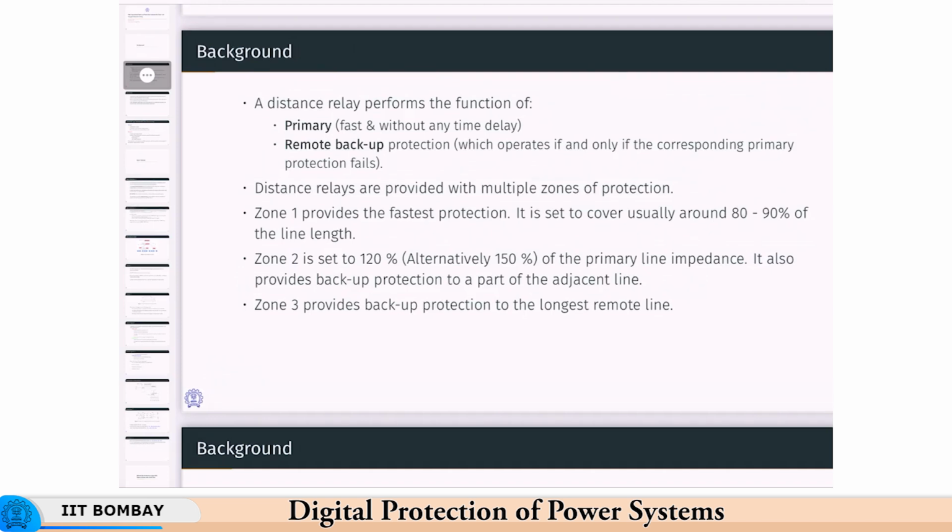And then zone 3, which provides backup protection to the longest adjacent line. Okay. Now, there are also other zones like zone 4, zone 5 and so on, but they are not very commonly used. They are used, but zone 1, zone 2 and zone 3 are definitely used. So, we will restrict our discussion to those zones of protection.